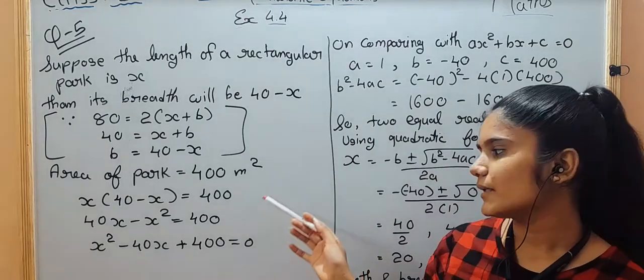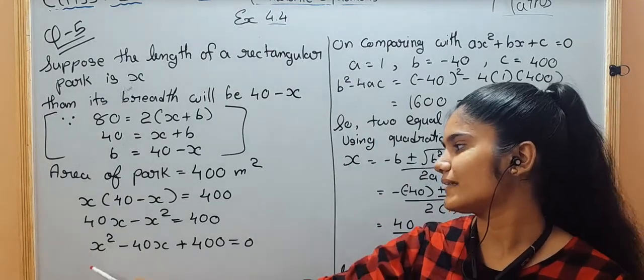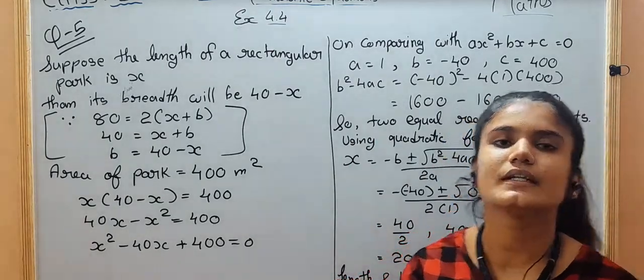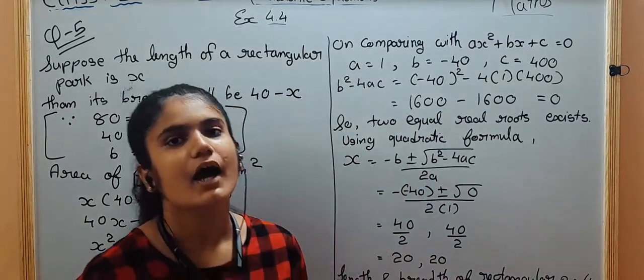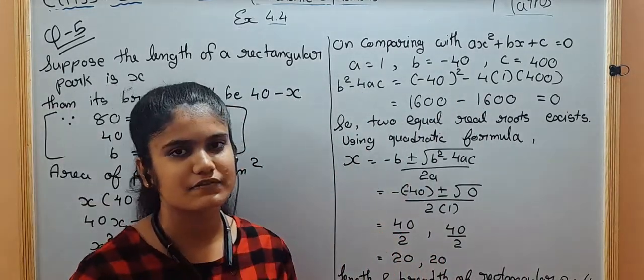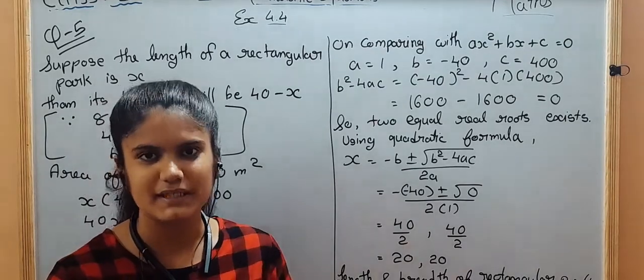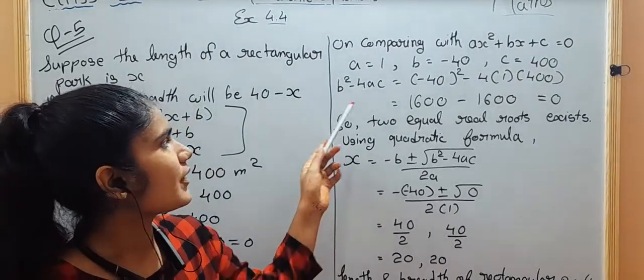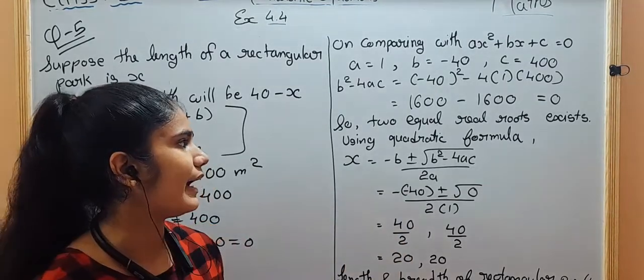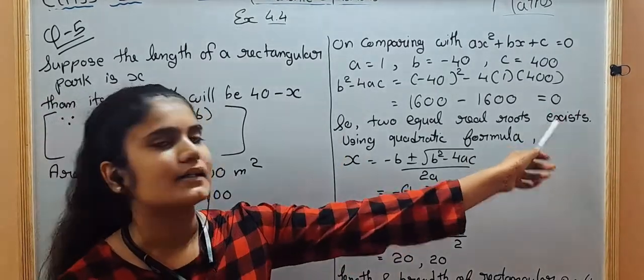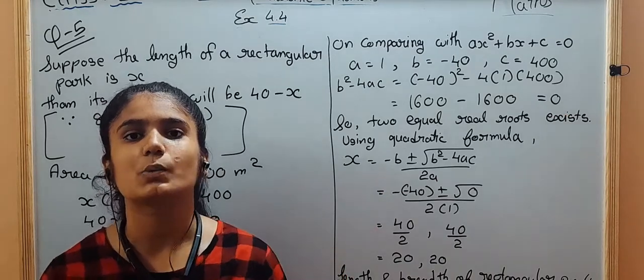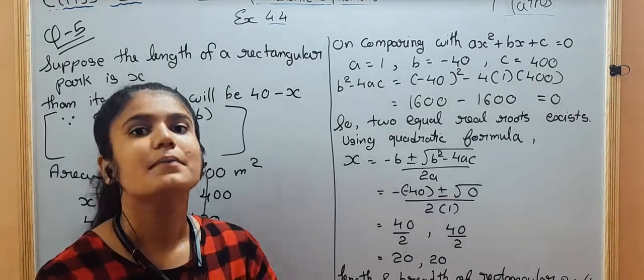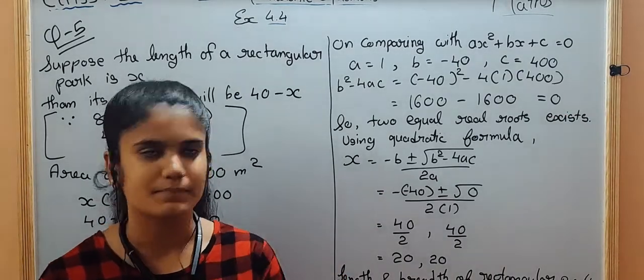By equating it and bringing it into quadratic form, x square minus 40x plus 400 is equal to 0. Comparing it with ax square plus bx plus c equals 0, we get the values of a, b and c. Substituting these values in the b square minus 4ac discriminant formula, we get 0, which means two equal real roots exist here. This means the situation is possible.